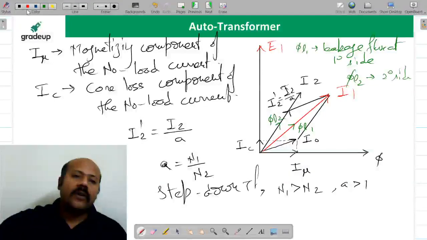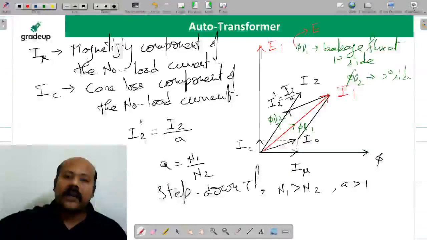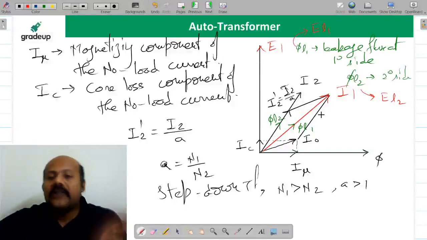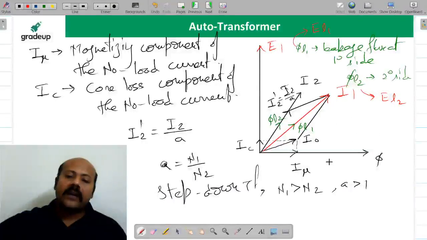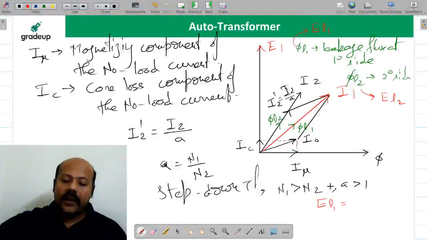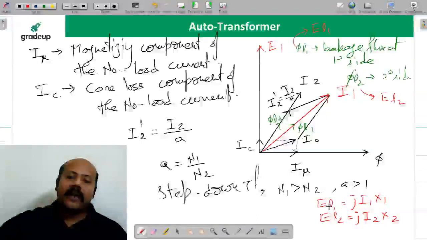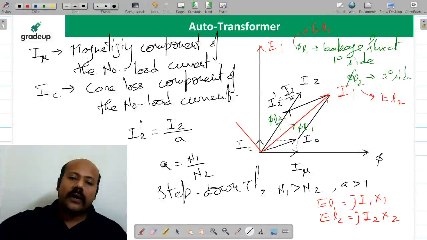I hope it is clear. Now we are going to represent this leakage flux as EL1, and this leakage flux as EL2, in terms of voltage drop. So what are EL1 and EL2 going to be? Just focus here. EL1 is going to be jI1X1, and EL2 is going to be jI2X2. So EL1 is going to be 90 degrees to I1, something like this. Please try to understand. And EL2 is going to be 90 degrees to I2. So it is going to be something like this.